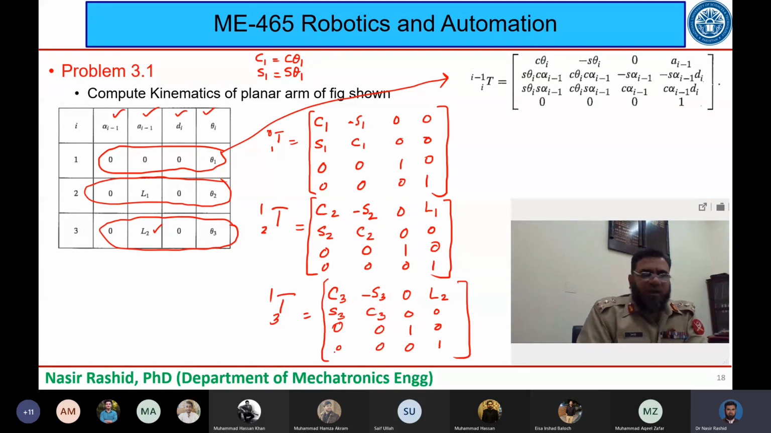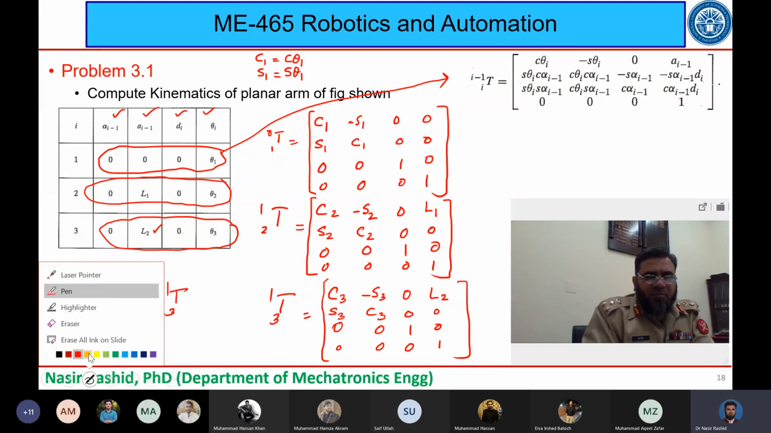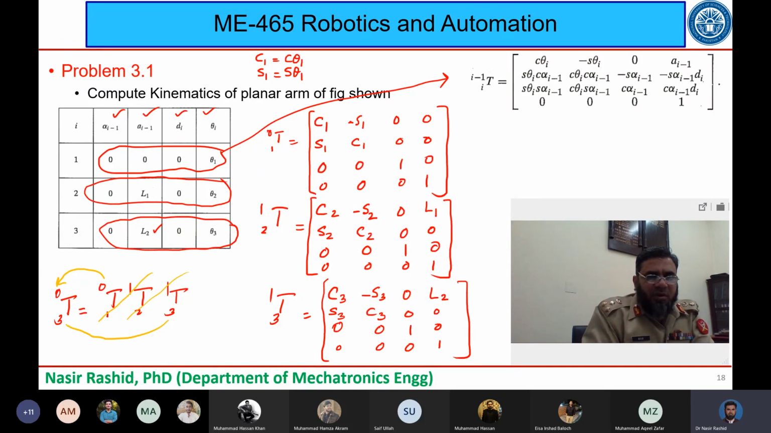Okay, done? So what I am interested in is finding T3 to 0, which can be given by T1 to 0, T2 to 1 and the transformation 3 to 2. So we know that these will cancel out each other like this, like this. So we are left with 0 and then 3 here. So T3 to 0. Now the multiplication of these three, you can do on your own end, I will not do it here. Okay?